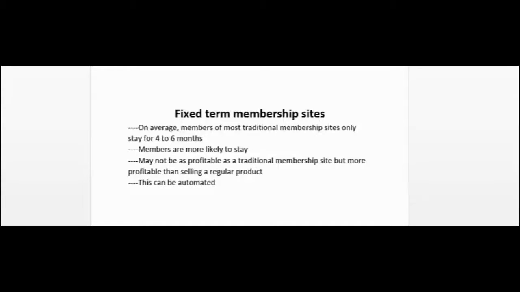Okay, so at least you're going to be getting, let's say, if it's a fixed term membership site for 6 months or a year, at least you're getting 12 months payments of, say, $10 or $47 per month. Now you can also automate fixed term membership sites. That's the beauty of that, is that you can automate it. For example, somebody signs up as a member, then they'll just receive content on a monthly basis if it's a monthly membership site. So they could just receive content on a monthly basis through your autoresponder system.